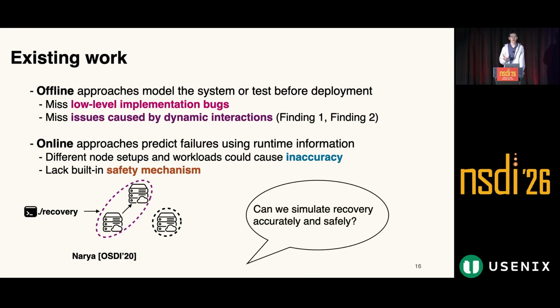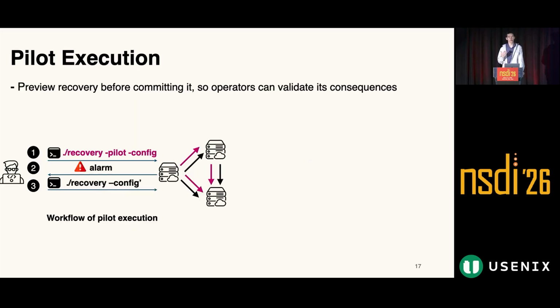Actually, many software have a dry run feature. So can we simulate recovery in production, but in an accurate and safe way? We propose pilot execution. It's a new execution model to simulate recovery in production to validate its consequences. To use it, developers first simulate recovery in production with pilot mode and observe the consequences such as exceptions and timeouts. Based on the feedback, developers could adjust the recovery strategy, like updating the scope, and then perform the correct strategy.